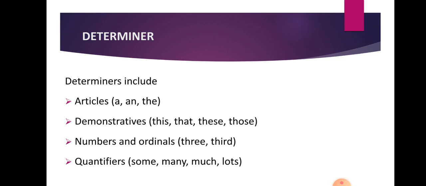Coming to the topic, determiners. The determiners include the following things. The first one is articles. We all learned what articles are, right? It includes a and the. We will use a or an based on the vowel and consonant sounds. And the is the determiner we are using here. The next one is demonstratives. Here, this, that, these, those are demonstratives. And the third one is numbers and ordinals. 3 is the number and third is the ordinal. And quantifiers, in order to quantify something. How will you quantify? Some, many, much, lots, etc.